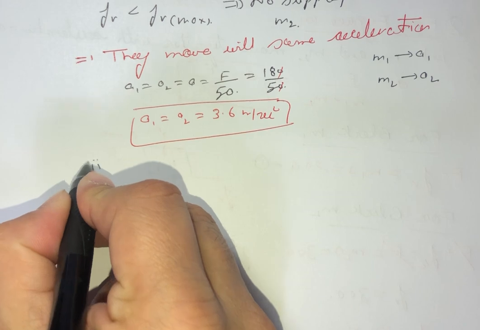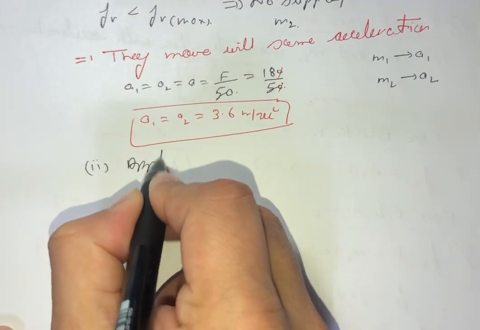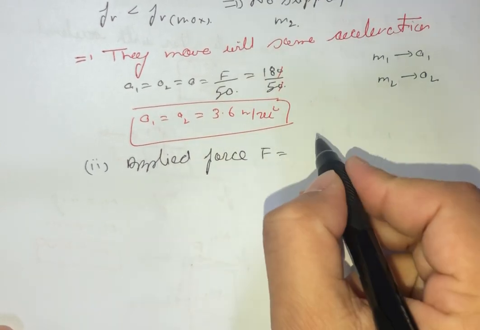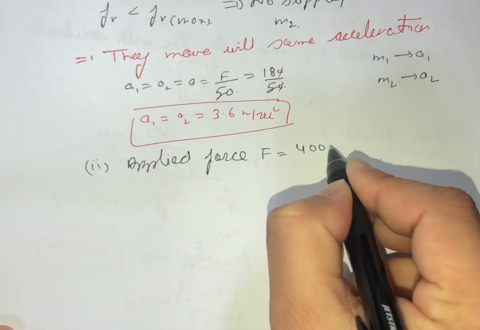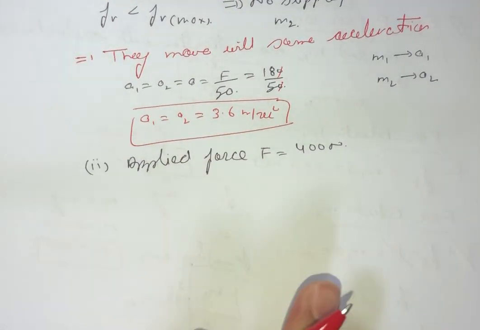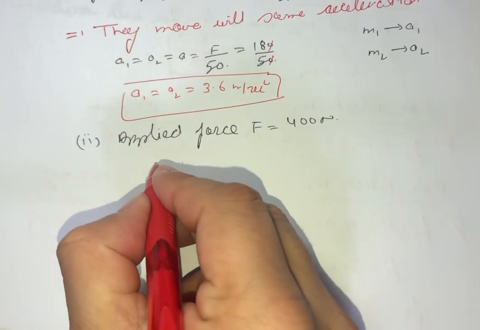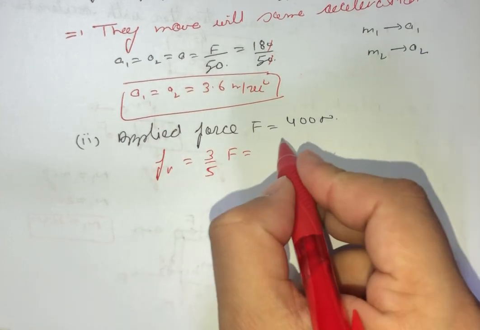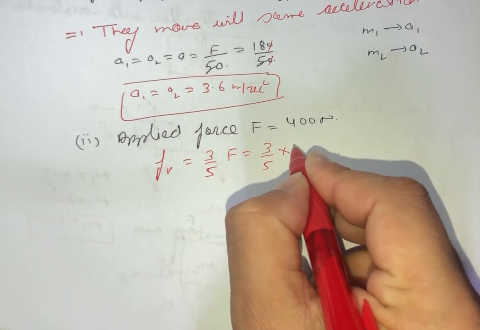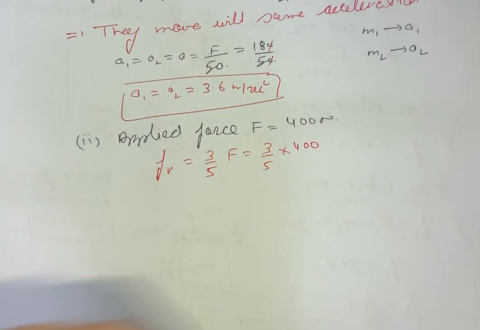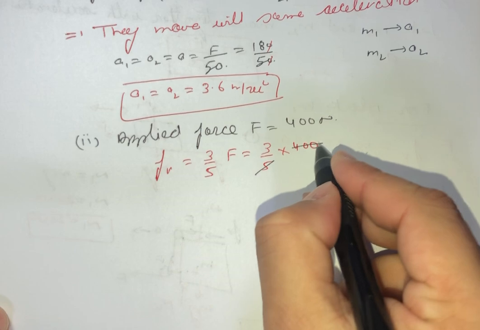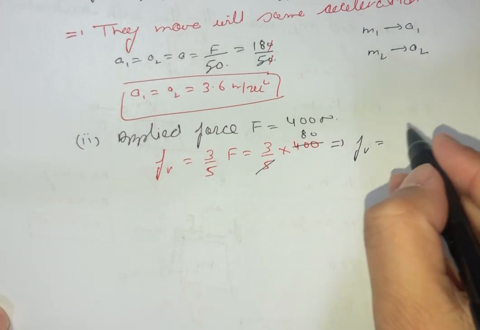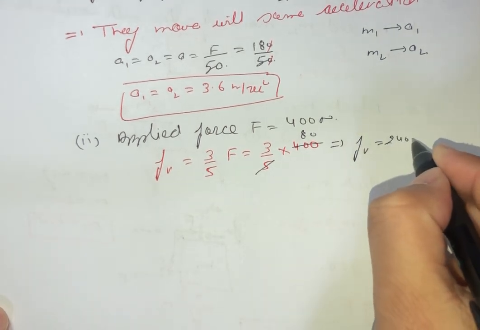In the second part, applied force F is now 400 Newton. Once again, we are going to find out the value of the friction Fr. Fr is equal to 3 by 5 multiplied by F, that is 3 by 5 multiplied by 400, and this comes as equal to 240 Newton.